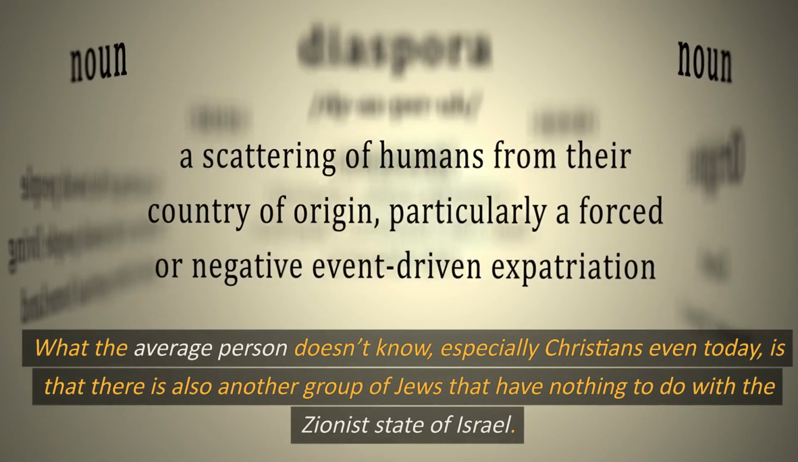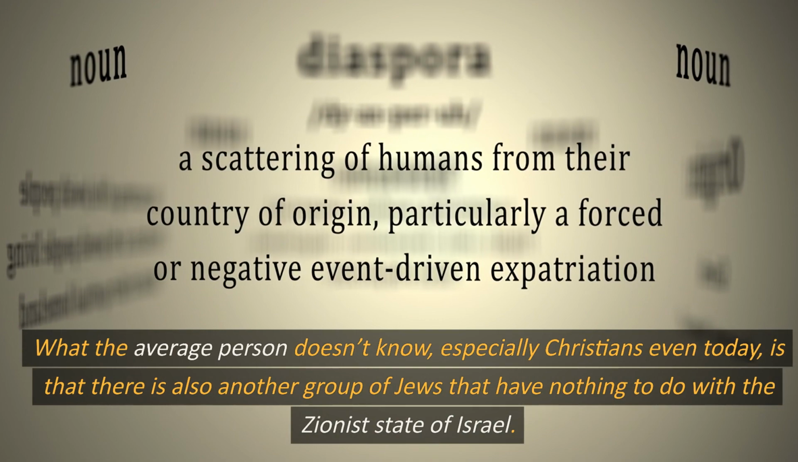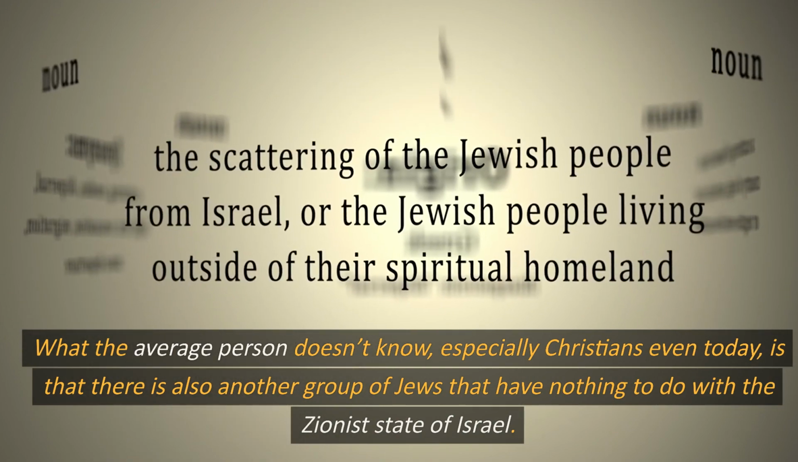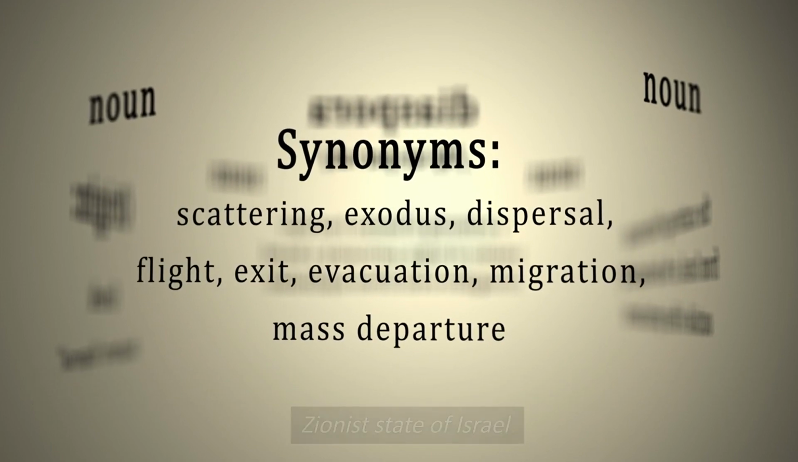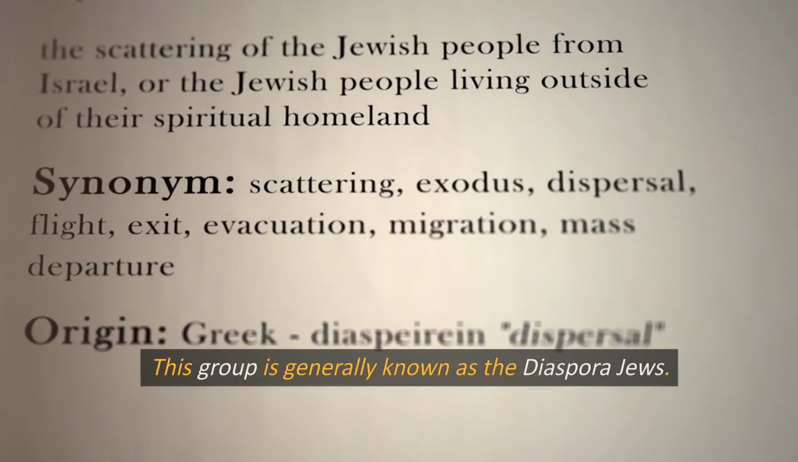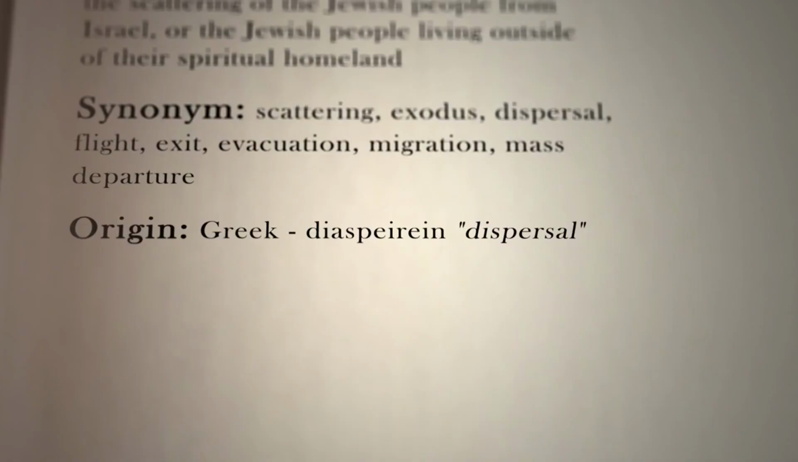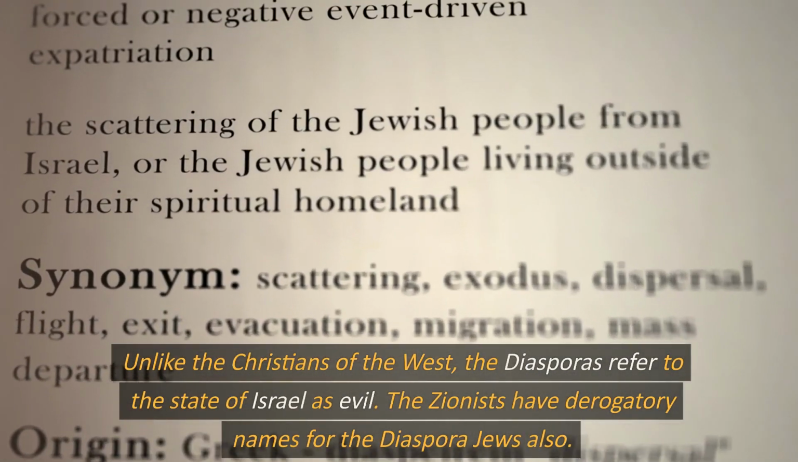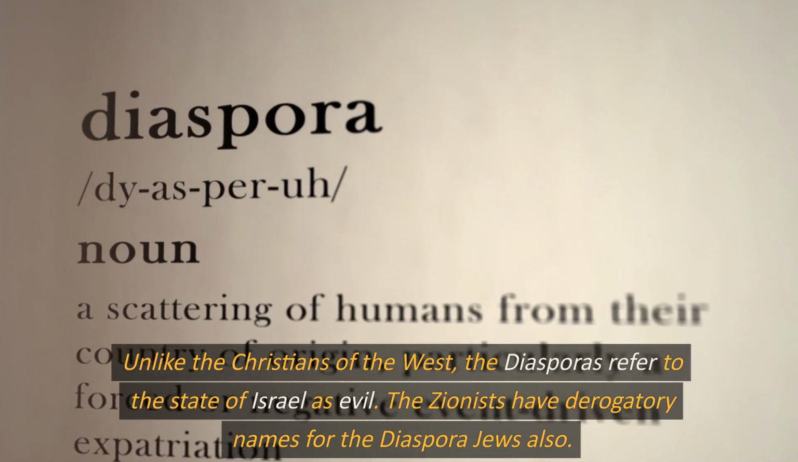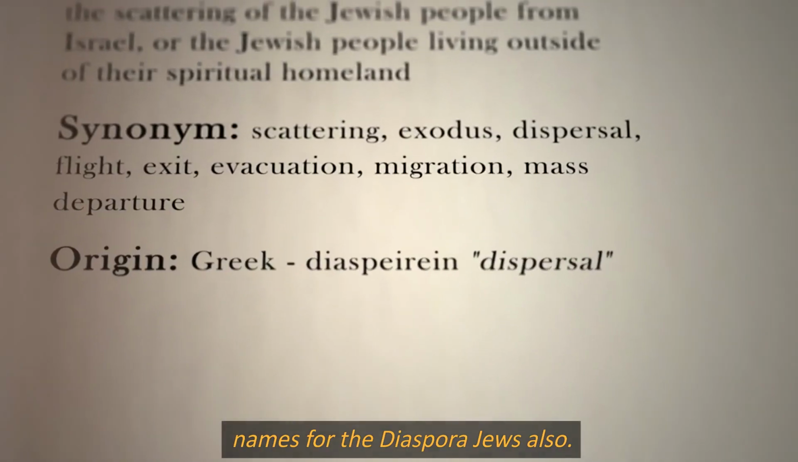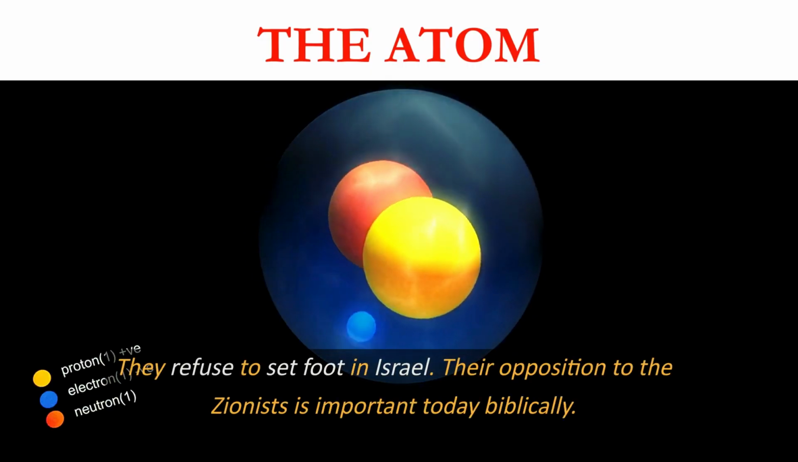What the average person doesn't know, especially Christians even today, is that there is also another group of Jews that have nothing to do with the Zionist State of Israel. This group is generally known as the Diaspora Jews. Unlike the Christians of the West, the diasporas refer to the state of Israel as evil. The Zionists have derogatory names for the diaspora Jews also. They refuse to set foot in Israel.